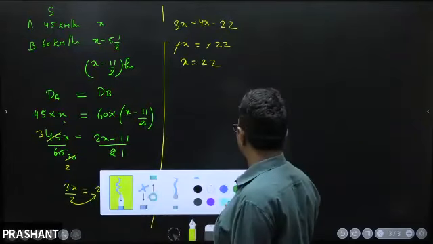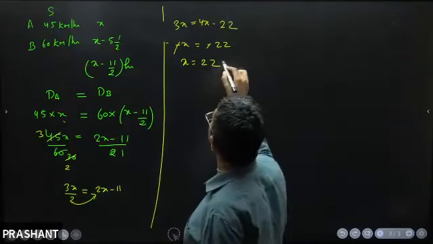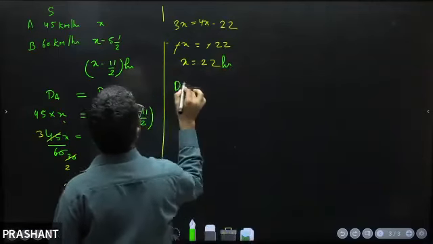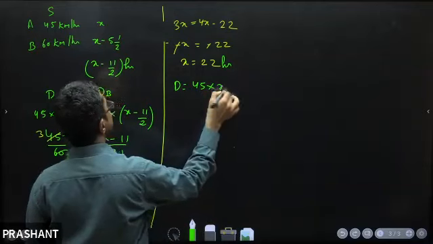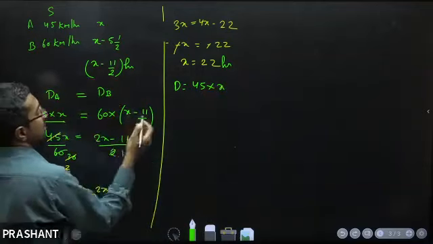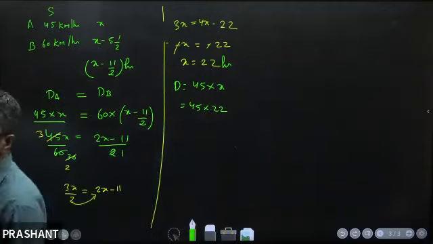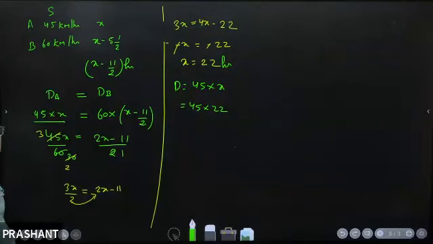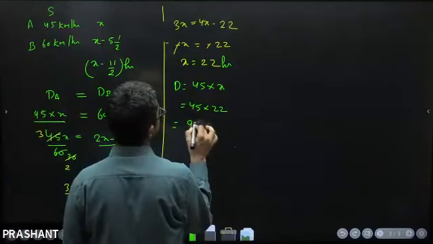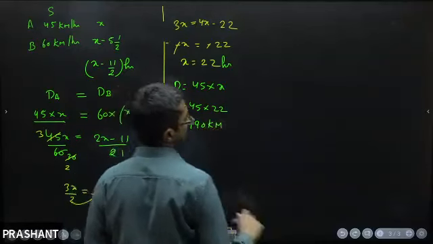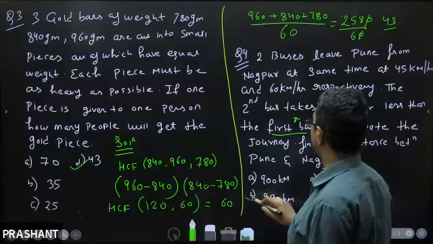Correct? Did you understand? So we got the time, that is 22 hours. So distance is 45 into x. This is the distance. You can substitute here or here, anywhere. So that is 45 into 22. What is the answer? 45 into 22. What is our answer? 990. So 990 kilometers. Okay, so what is our correct answer? 990 kilometers.